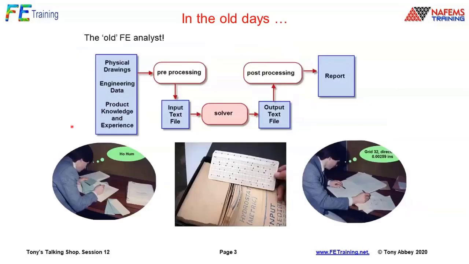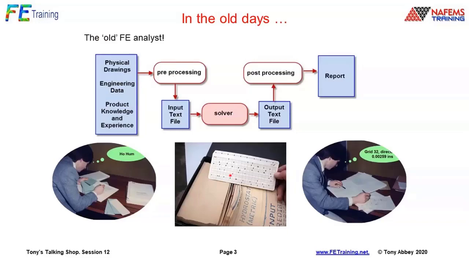So in the old days, the workflow looked something like this. We'd be looking at physical drawings on the drawing board. Engineering data, product knowledge and experience, that's absolutely essential. And the pre-processing, I call it that, but it's a bit tongue-in-cheek. It was basically overlaying transparency on top of the drawing board and then creating the mesh. And then from that mesh, loads and boundary conditions would all be input as a text file. And we used card images.